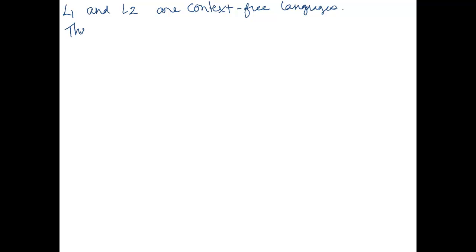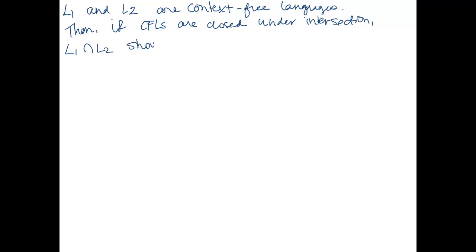Then, if the context-free languages are closed under intersection, L1 intersect L2 should be a context-free language. So what is L1 intersect L2?